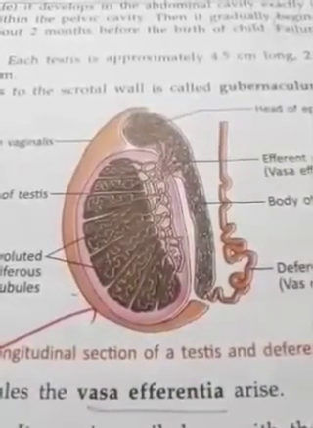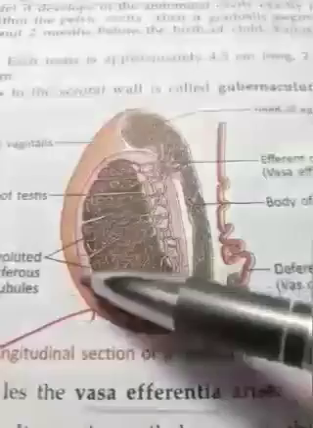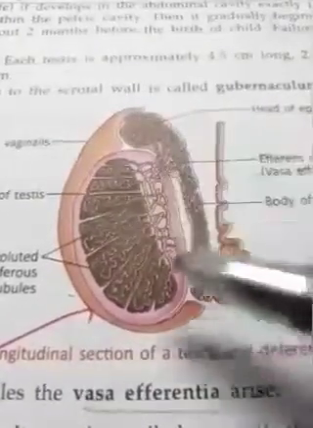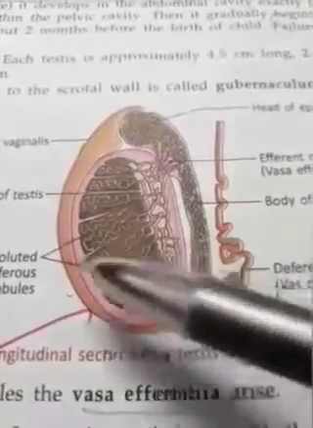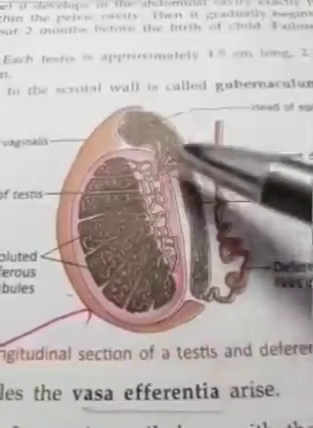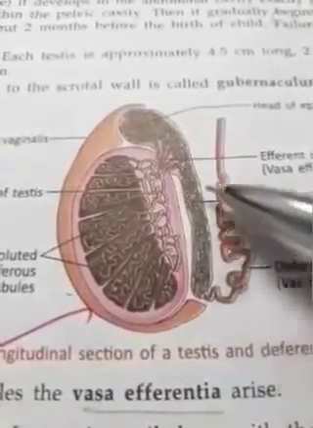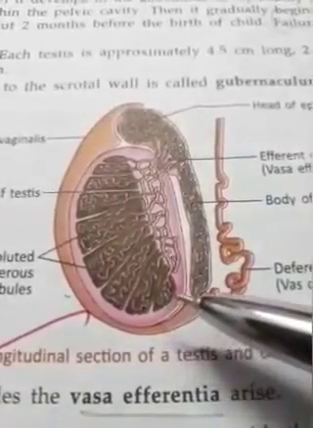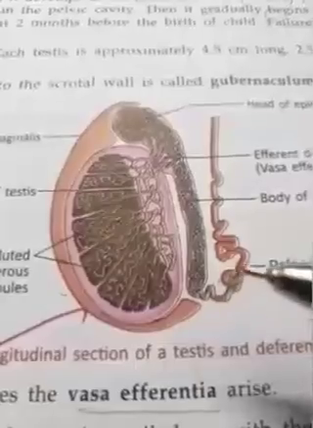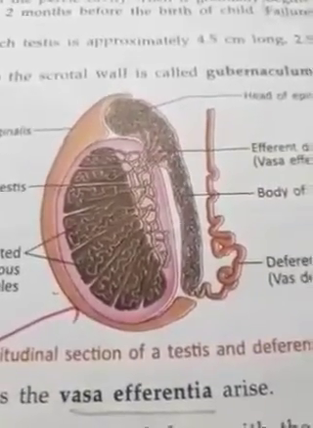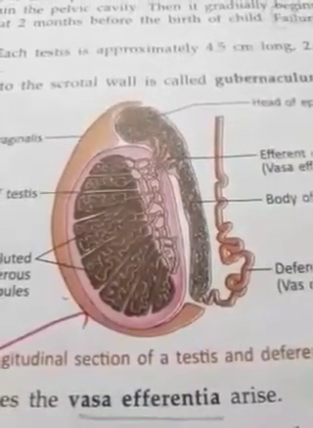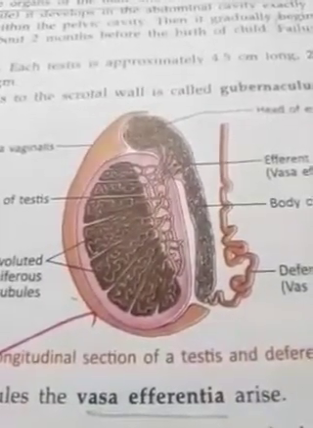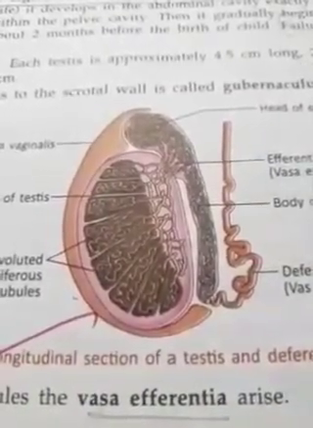On one end you can see that there is a closed end, nothing is there, but on the other side all these seminiferous tubules join to form a network known as rete testis. From this rete testis, fine ciliated duct-like structures known as vasa efferentia arise. Clear?